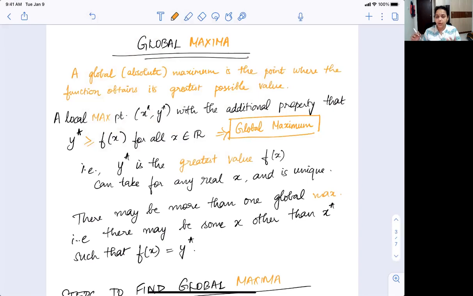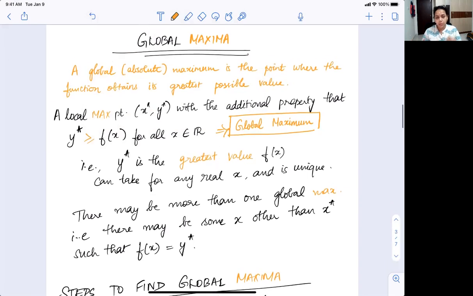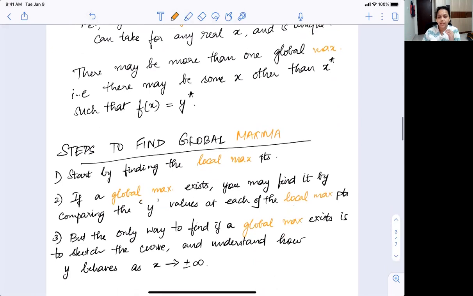Now, how do you find this global maximum point? Well, step one is we know how to find the local maximum points, right? Using the critical values in the first and second derivative tests. Now, start by finding all the local maximum points, which is essentially get your list of critical points and figure out which ones are maximum and which ones are minimum. Once you have that list, if there is a global maximum for that function, compare the maximum values that you obtain from all the local max points. Whichever one has the highest value is a candidate for the global maximum.